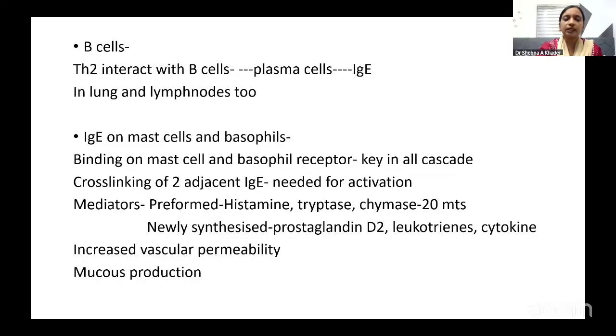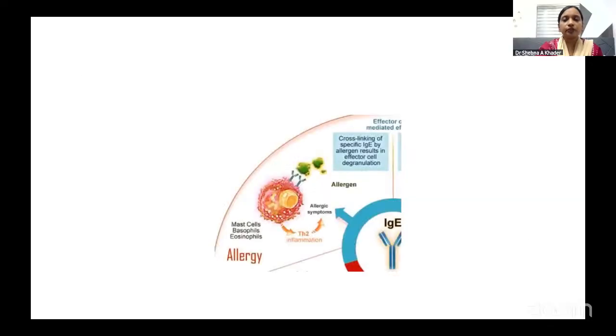And IgE directly can increase the vascular permeability and also increase the mucus production. So this is what I told just now. The two adjacent IgE, when bound to the allergen, stimulate the mast cell release of the mediators.